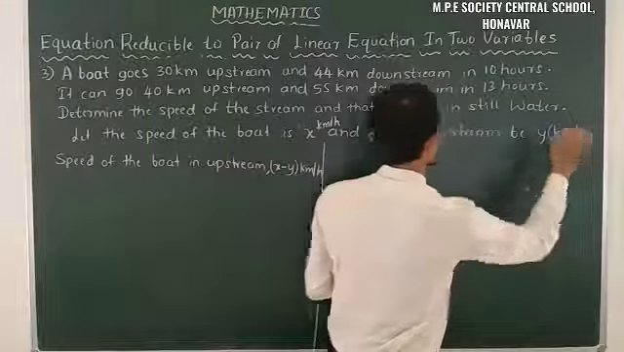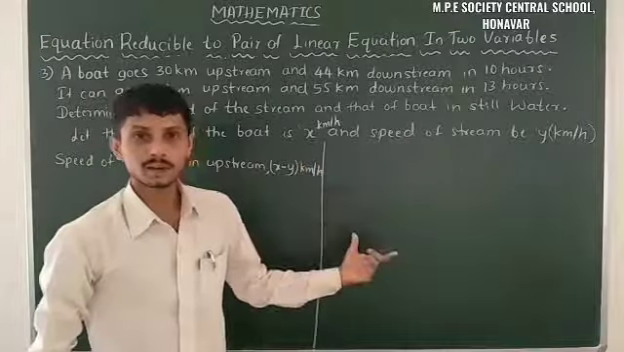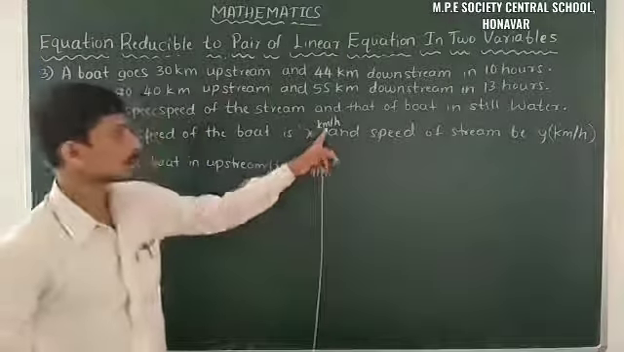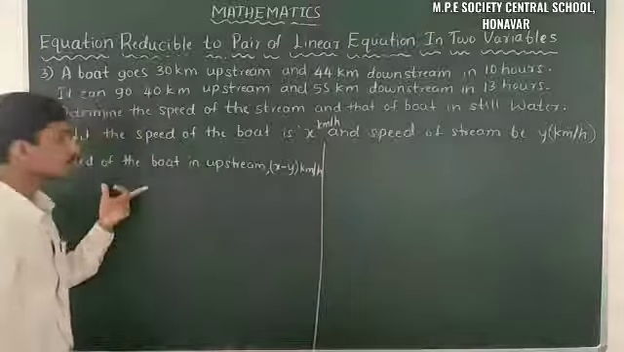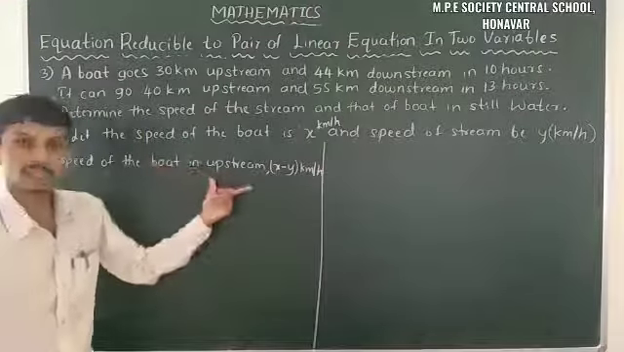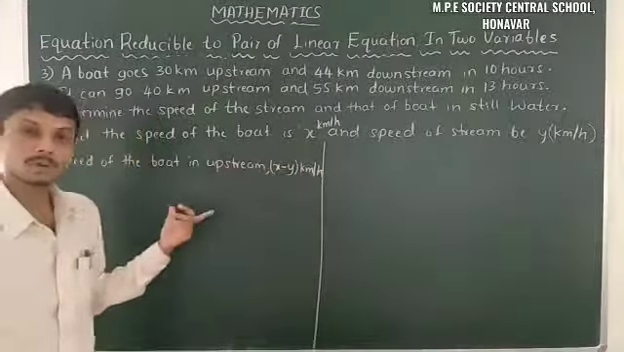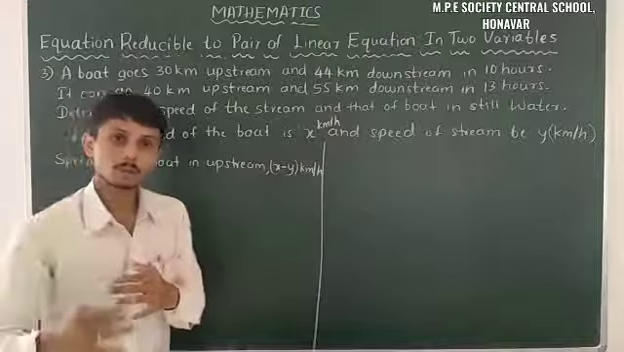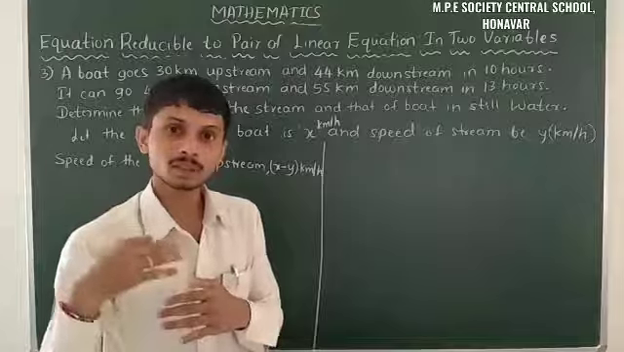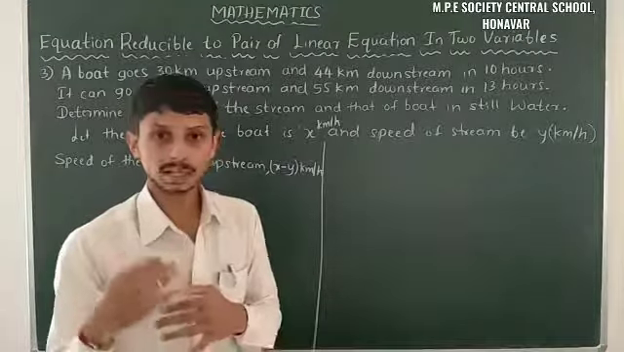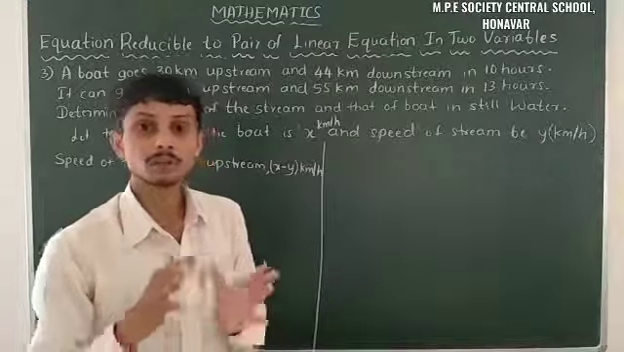Because the unit of speed is distance by time, we have to insert it. So it's kilometer per hour, and the speed of the stream is also kilometer per hour. So the speed of the boat in upstream is x minus y kilometer per hour. Again, when we are moving downstream, our swimming speed will be raised by the speed of the water.